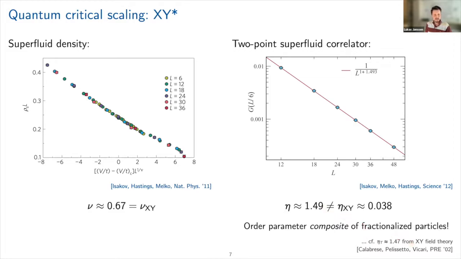So this is really consistent with the idea that the order parameter is really composite, and the true degrees of freedom governing this transition in the long wavelength limit are really these fractionalized particles. And in order to denote that this is the same field theory, but for fractionalized excitations, one calls this universality class XY star, with the star denoting that it's a fractionalized version of this XY universality class.